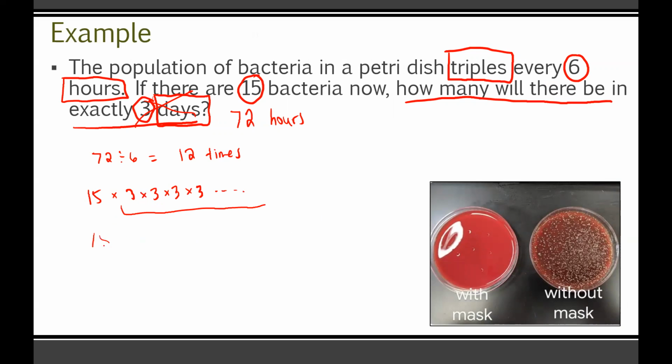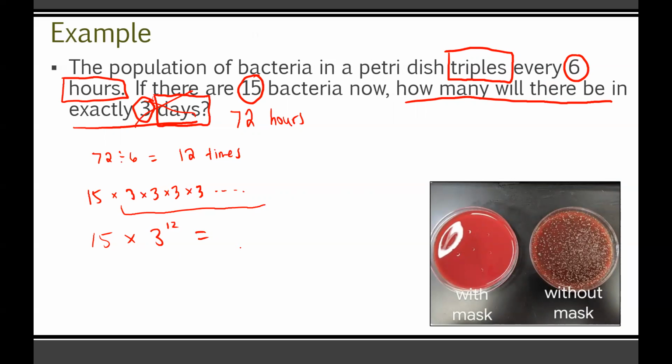Well, I hope you say yes, because yes, there is. 3 times itself 12 times, you might as well write that as 3 to the power of 12. So 15, your starting population, multiplied by the fact that you're tripling 12 times. I'm going to need a calculator on this one. I expect the number is going to be really, really big. Yeah, it is actually really, really big.